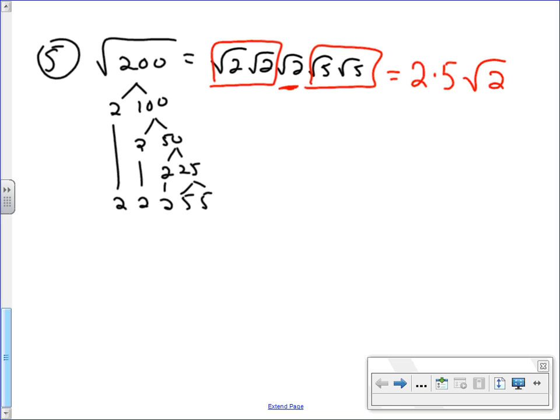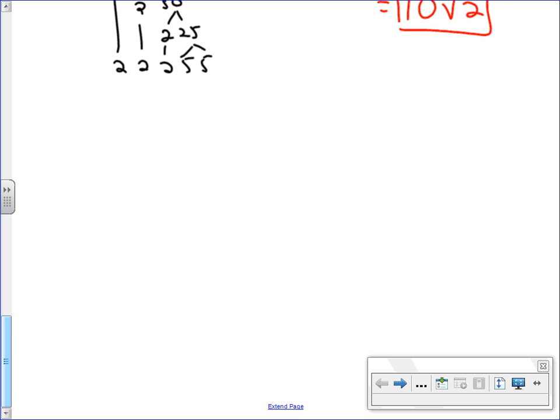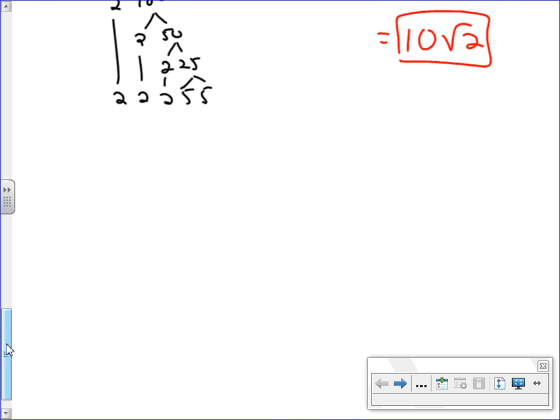Okay? And the last thing you're going to do is, if you took out more than one thing, put those together, and there's your final answer. It's really not very difficult. You just have to keep up with all your numbers in your factor tree. All right? Just a couple more.